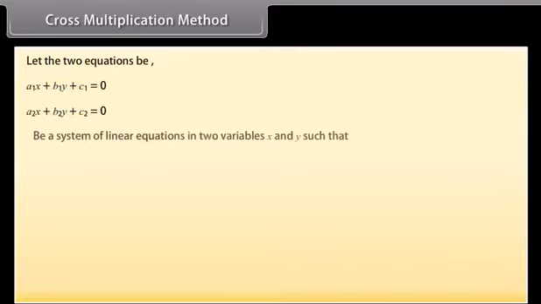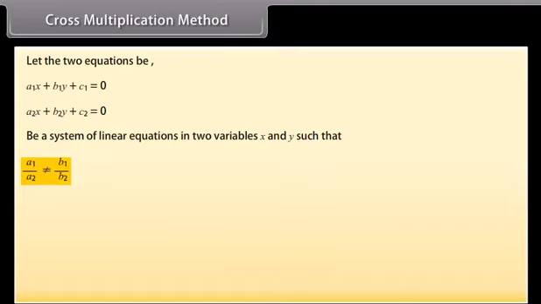Cross multiplication method. Let the two equations be a1x plus b1y plus c1 is equal to 0, and a2x plus b2y plus c2 is equal to 0, be a system of linear equations in two variables x and y such that a1 upon a2 is not equal to b1 upon b2. That is, a1 b2 minus a2 b1 is not equal to 0.